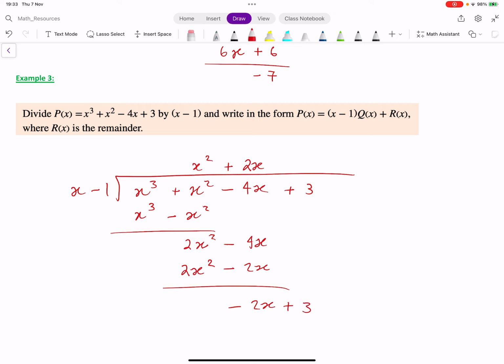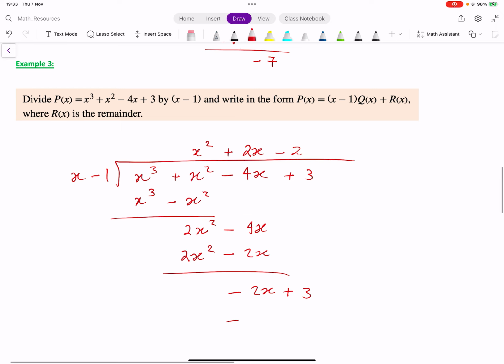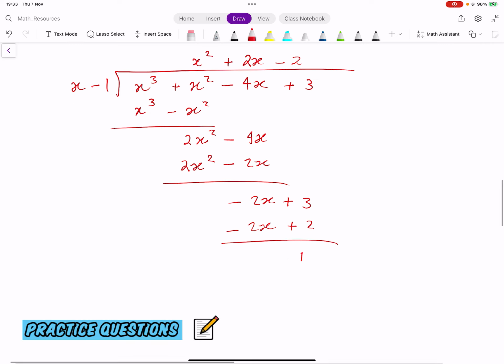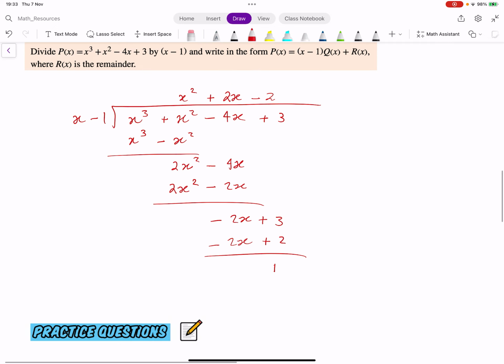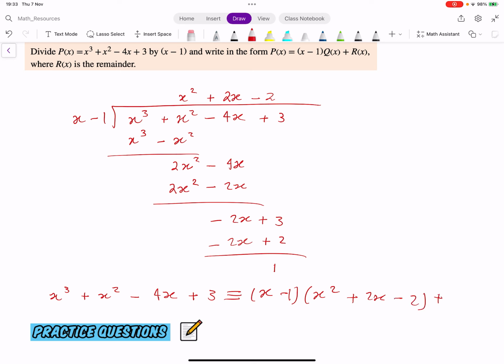Ask yourself, what do I have to multiply x by to get minus 2x? The answer is minus 2. So minus 2x, and then minus 2 times 1 is minus 2. I get a remainder of 1. So therefore, the original function, x cubed plus x squared minus 4x plus 3, is congruent, or the same as, x plus 1 times x squared plus 2x minus 2, plus the remainder of 1 over the divisor, x plus 1.